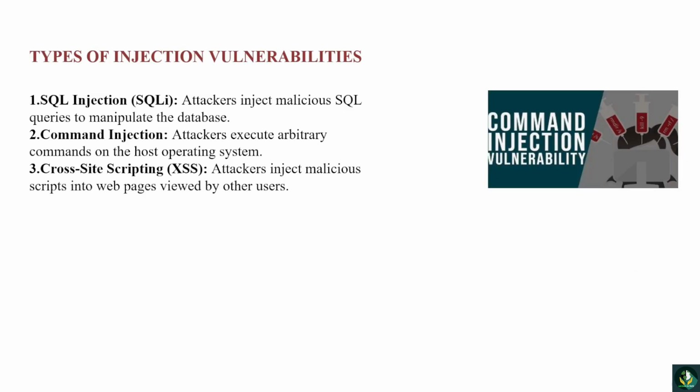There are many types of injection vulnerabilities. First one is SQL injection. Attackers inject malicious SQL queries to manipulate the database. Command injection: attackers execute malicious commands on the host operating system. Cross-site scripting: attackers inject malicious scripts into web pages viewed by other users. And many more. Each of these vulnerabilities can have several impacts, including data breaches and system compromises.